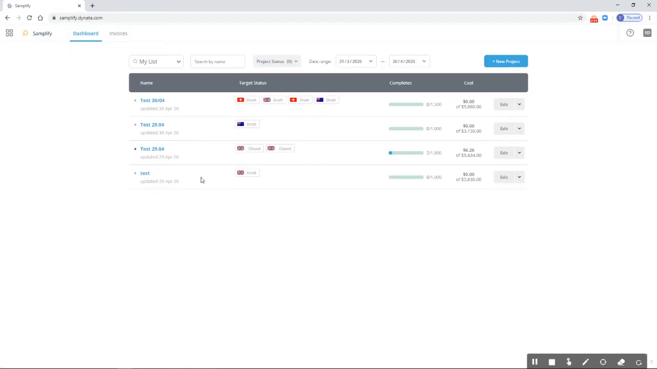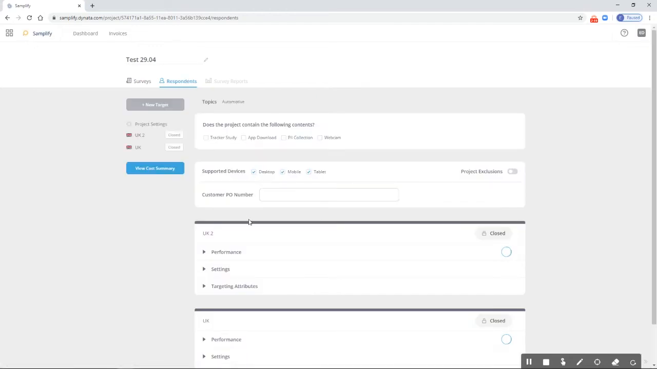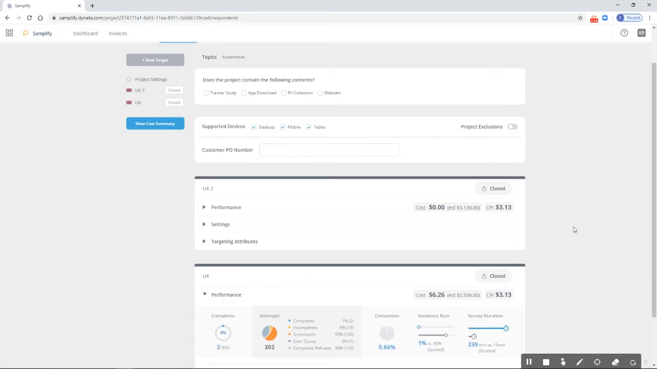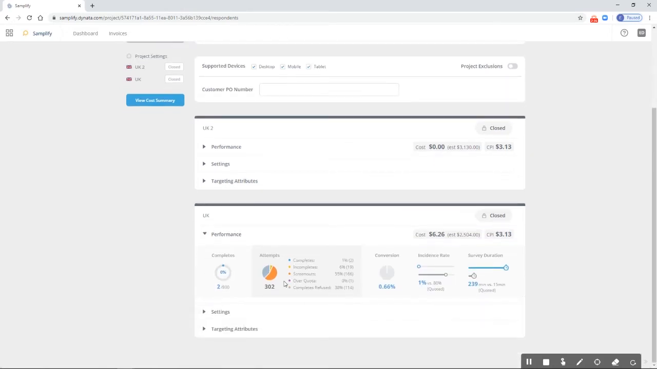But let's go into one of our test studies where we actually had some starts on it. Go to the respondents page and check how the performance looked here. Okay, we can straight away see which one of the 2 target groups had been live, because here our cost is 0. Here we had 626. Click on the performance. And what we can see here straight away is we had 2 completes out of 800.